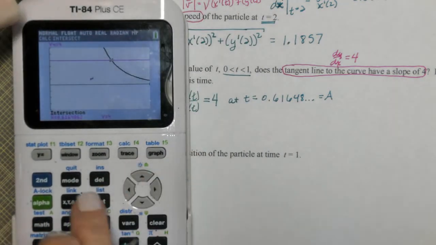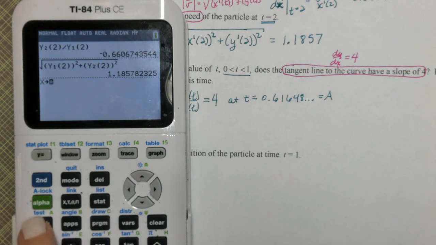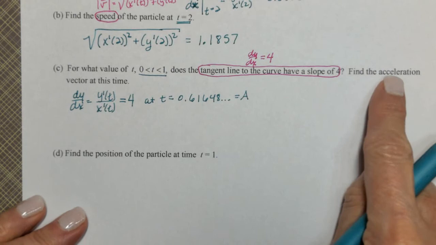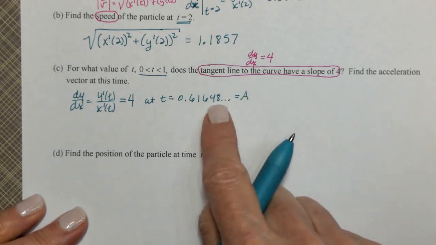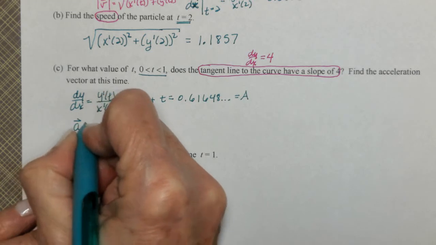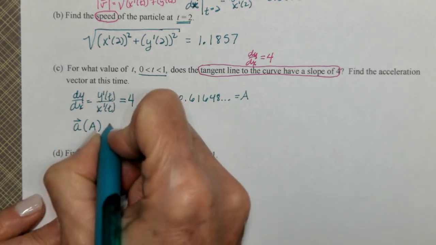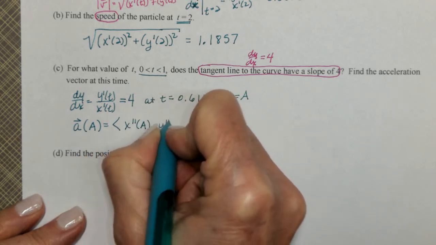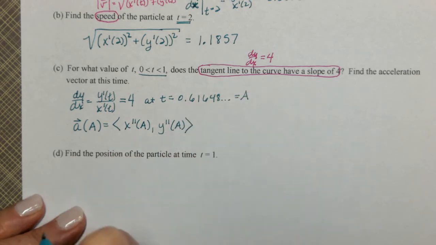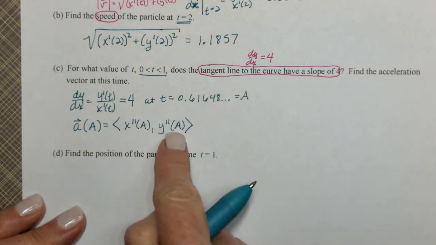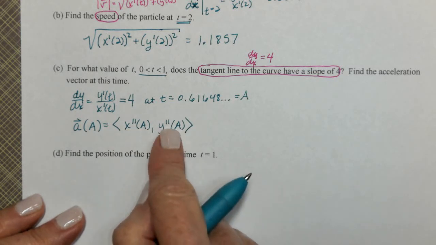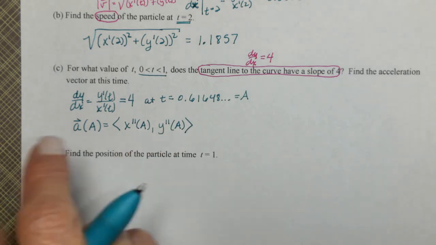So go to my home screen, store that x value in for A. Now my calculator thinks that's A. I'm doing that because I know that we were asked to find the acceleration vector at that time. So the acceleration vector at that time will be x double prime at that time, y double prime at that time. In my calculator, I have x prime and y prime, so I'm going to need the derivative of my y1 and the derivative of my y2, both at that a value.